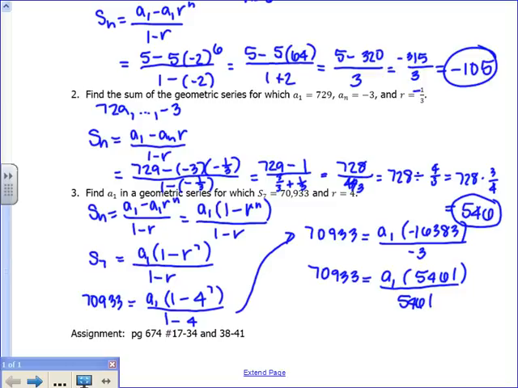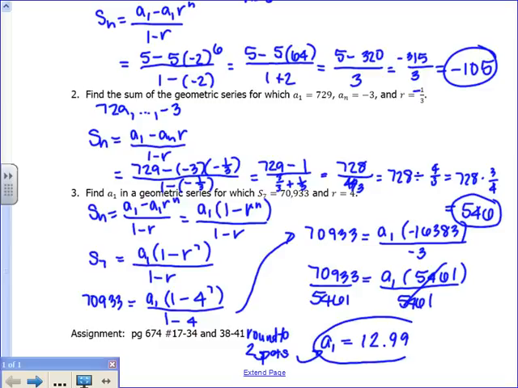Divide by 5461 on both sides. And we get a sub 1 equals 70,933 divided by 5461. It's actually a pretty big number, but we're going to round to a couple spots, which is 12.99. So let's make a note to ourselves: round to 2 spots after the decimal, so the nearest hundredth. And there's our answer. We are done. Okay, so those are going to be the longer of the problems in this section for sure.